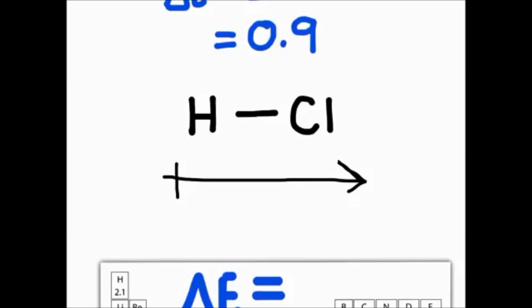Now, since the electrons are spending more time around the chlorine atom, it's actually going to be affected by that presence of negative charges, and so it's going to have a partially negative charge. This symbol right here just means partially. Since the electrons are being pulled towards chlorine, that means they're being pulled away from hydrogen, and so hydrogen will have a partially positive charge. And so a polar bond means that we have one atom being partially negative and one atom being partially positive.